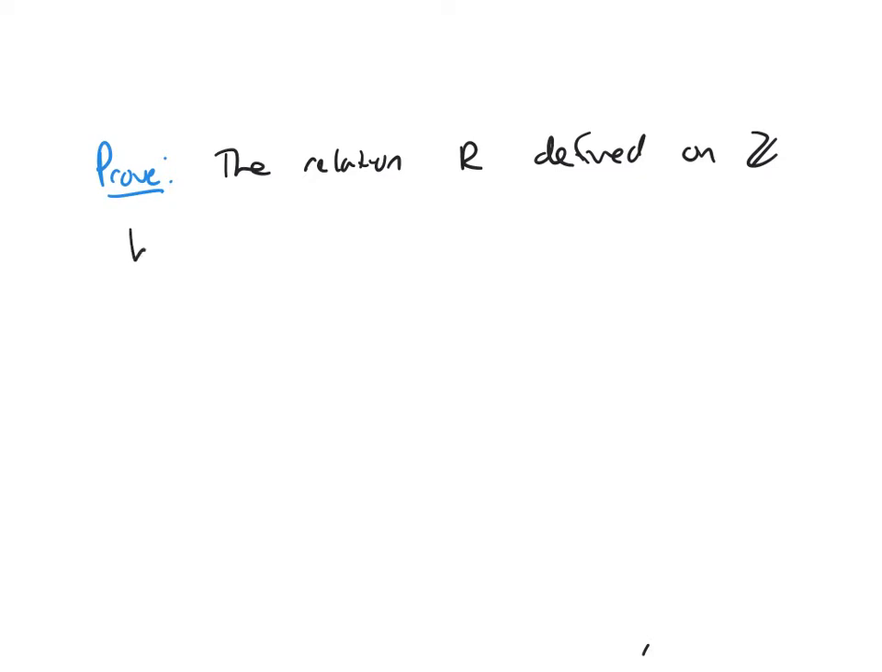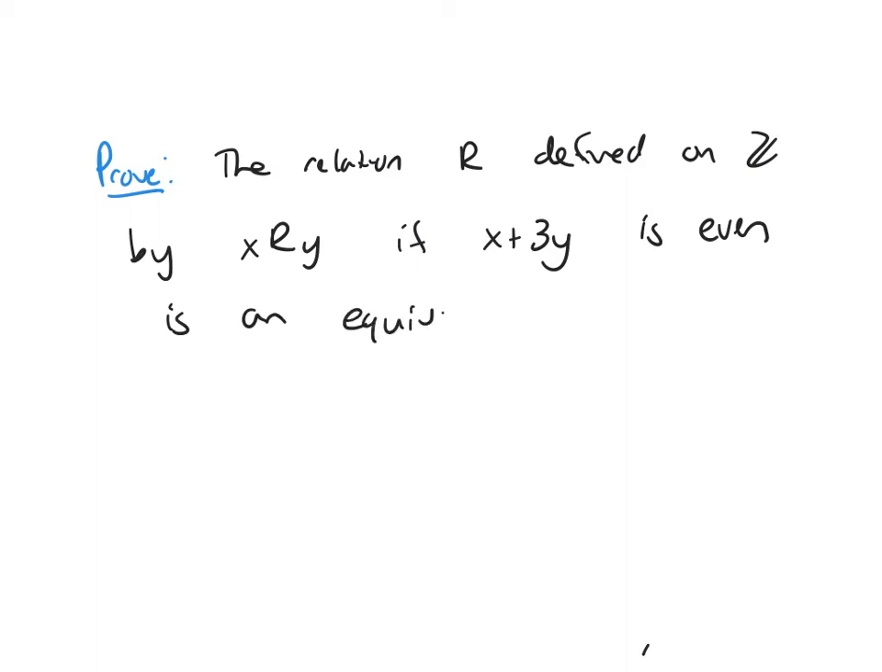So let's revisit the idea of equivalence relations, and let's prove the following. I want you to prove that the relation R defined on Z by x relates to y if x plus 3y is even is an equivalence relation. So you need to show that this relation is reflexive, symmetric, and transitive.